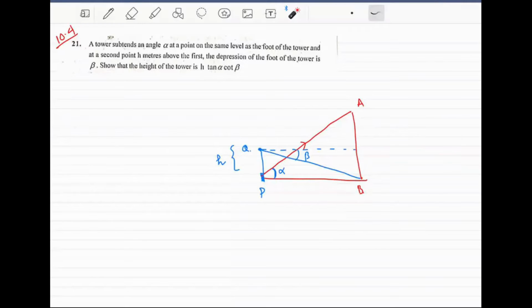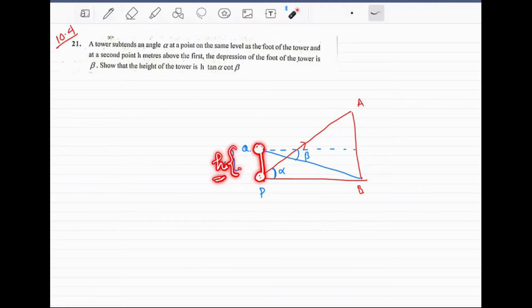Okay, let me explain it from the beginning so that you will be able to digest it properly. This is a very frequent question in your board exam. A tower subtends an angle alpha at a point on the same level as the foot of the tower. There is a point P. This tower subtends an angle alpha. At the second point, h meters above the first. This is the first point. From the point, we take another point which is h meters above. So here is another point h meters above.